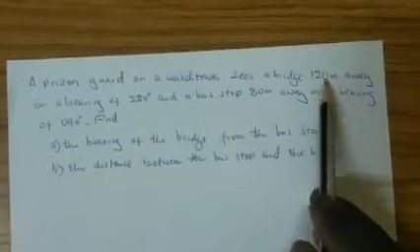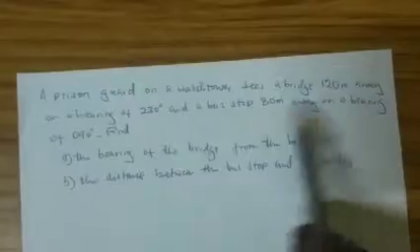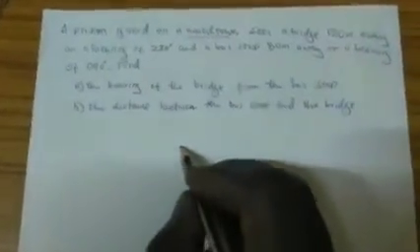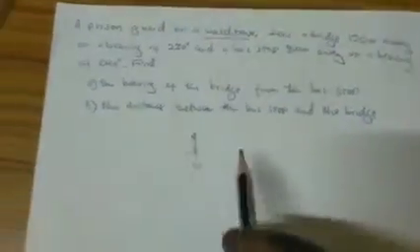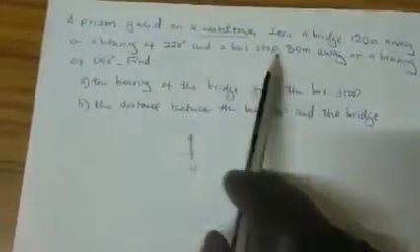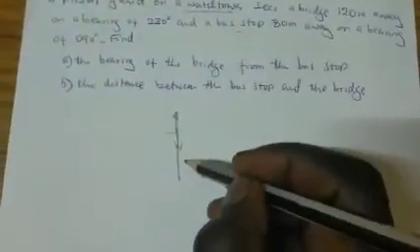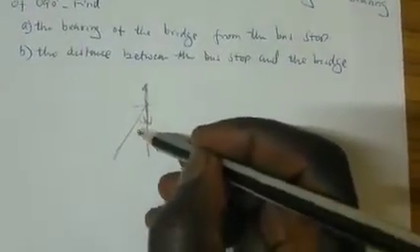Now, the two objects, the bridge and the bus stop, are viewed from the watchtower. So our drawing will begin from the watchtower. We have the watchtower, we can call it W, and that is the northern line for the watchtower. So where is the bridge? The bridge is on a bearing of 230. Up to here we have 180, so we only have 50 there. That is the angle there. So we have our bridge at that point.